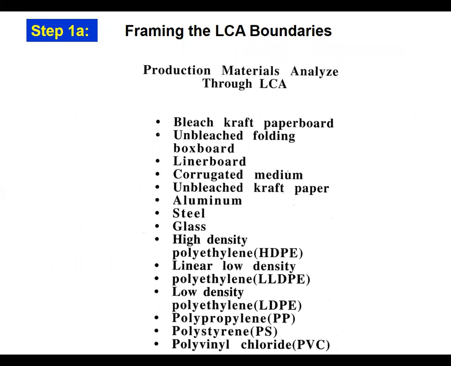Now, these are all the materials we looked at. The first set is the paper grades, and then we looked at aluminum for aluminum containers, steel for steel containers, glass, and then all the plastic grades, both for rigid containers and for film plastic. So that was the sum of our packaging material from extraction through production.